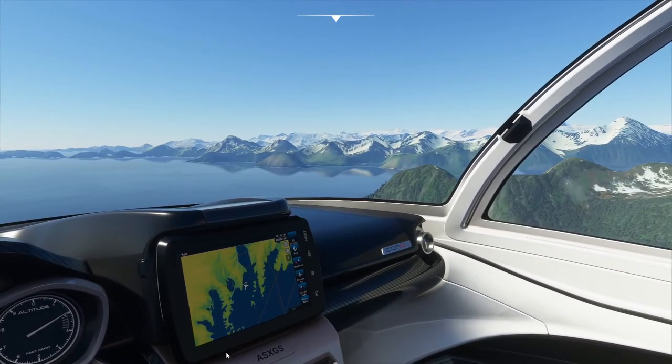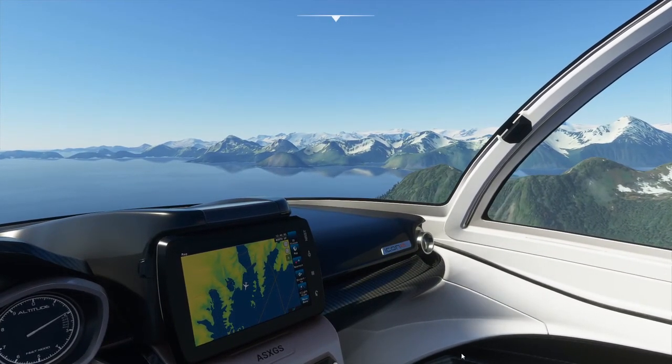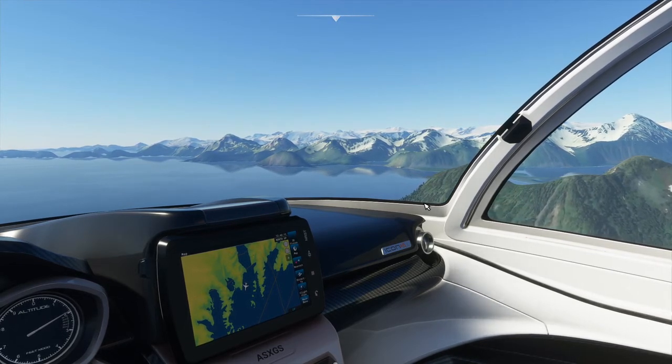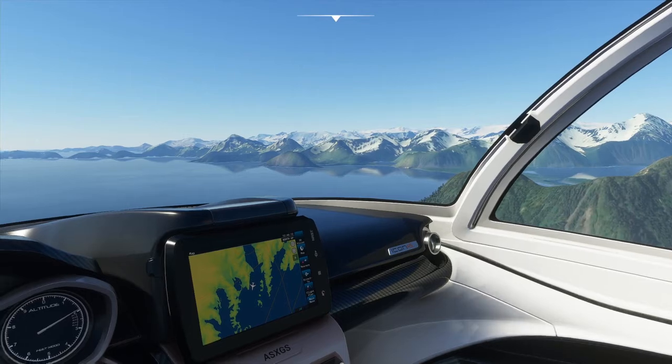So we're going to come around Callisto Head here and turn towards Bear Glacier in just a second. I want to get a little further out. Yeah, you get the idea.